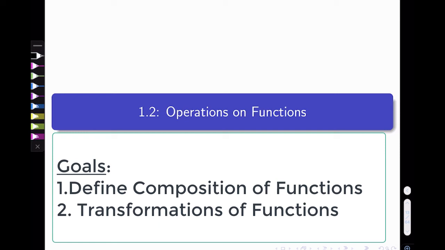This is going to cover section 1.2, operations on functions. The goals of this video are to discuss compositions of functions as tables, graphs, and formulas, as well as transformations of functions in their graph form.